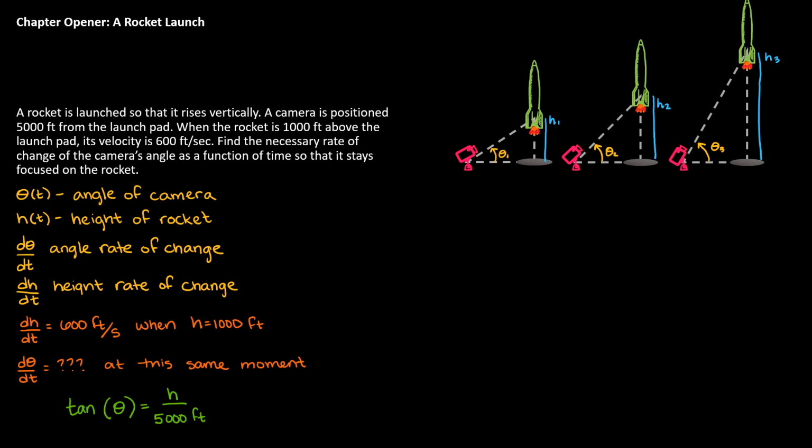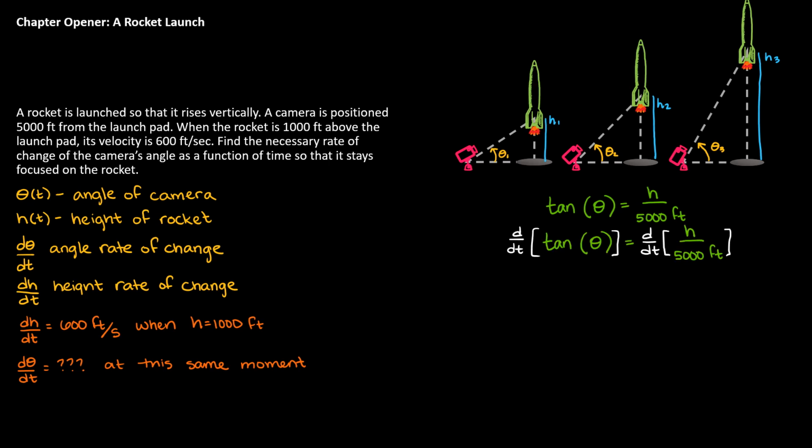We will use tangent theta, which is going to be equal to the ratio of the opposite side, h, which is changing with time, divided by the adjacent side, which is 5,000 feet, and it stays 5,000 feet no matter what time we are looking at. Now we're ready to differentiate the equation that we have found that relates the two changing quantities.